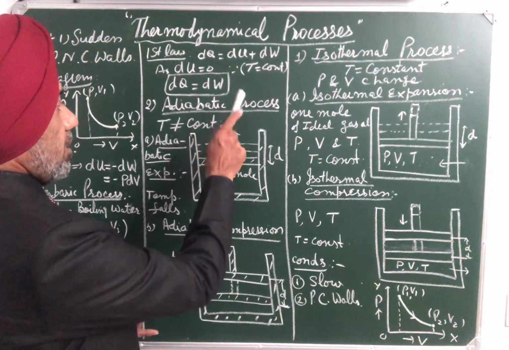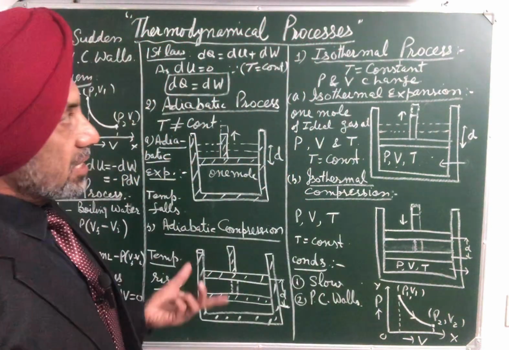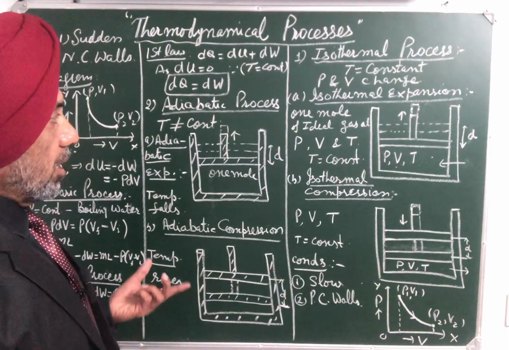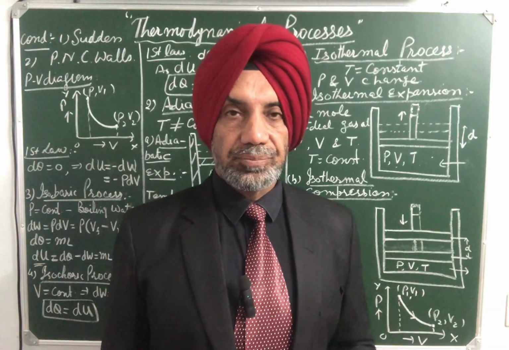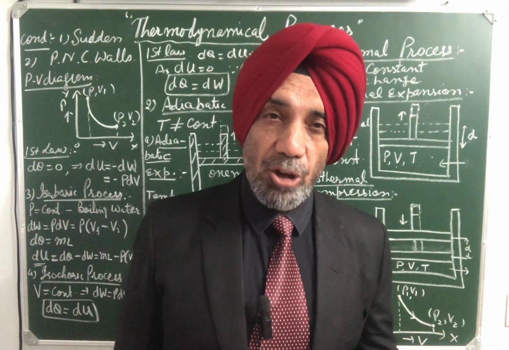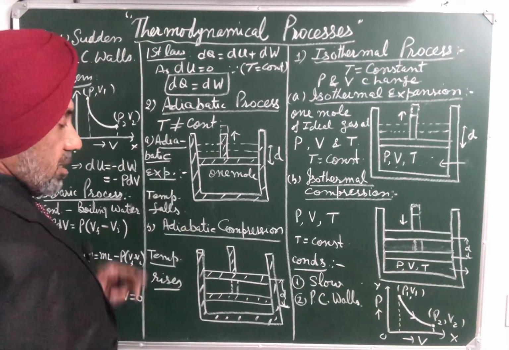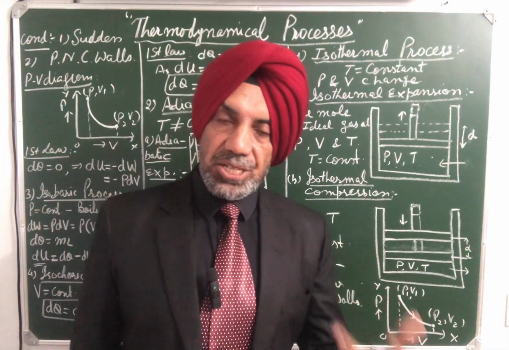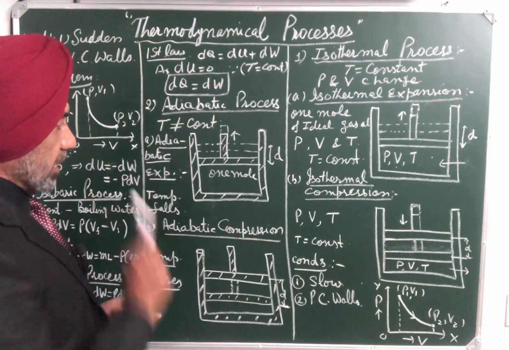Then the second process is known as the adiabatic process. It is that process in which volume and pressure change but temperature is not constant. Temperature doesn't remain constant. Suppose again it consists of 2 parts, adiabatic expansion and adiabatic compression. So first is adiabatic expansion.